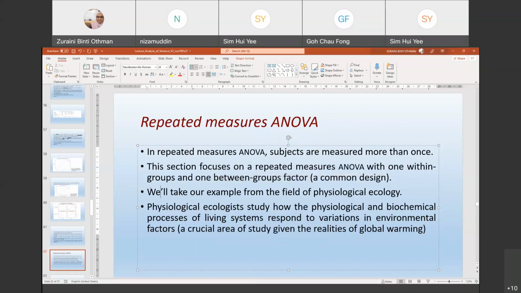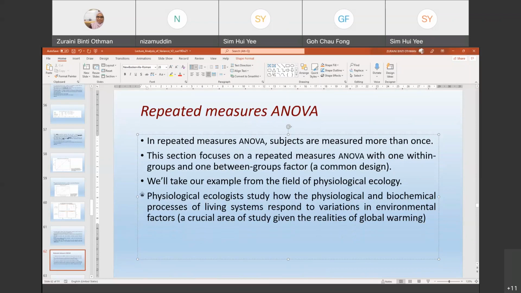We will take our example from the field of psychological ecology. Psychological ecology studies how the psychological and biochemical processes of living systems respond to variation in environmental factors, a crucial area of study given the realities of global warming. This is our domain for this repeated measure ANOVA.